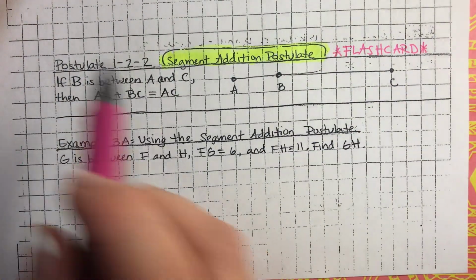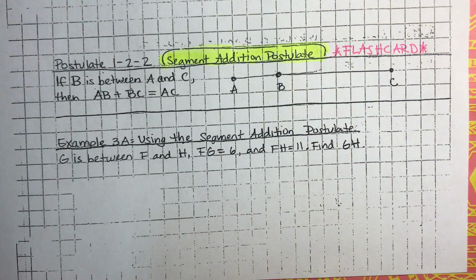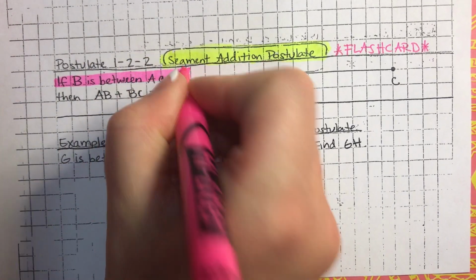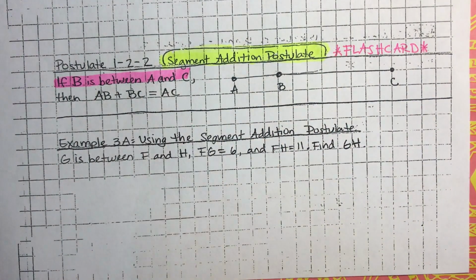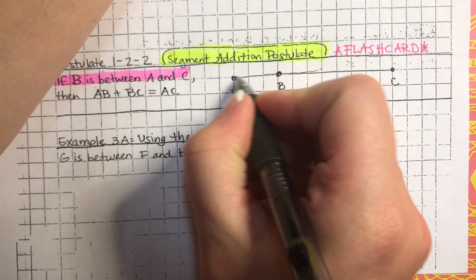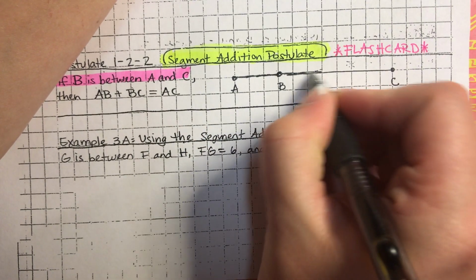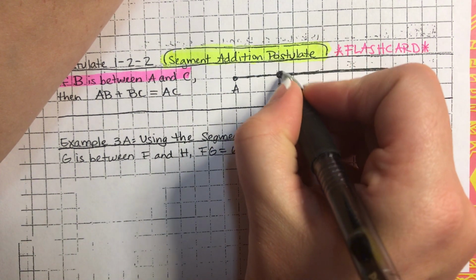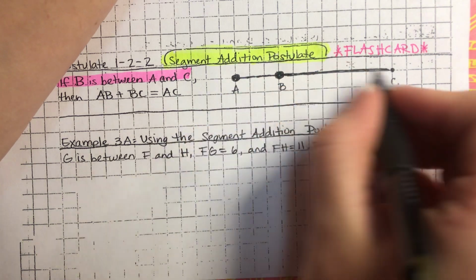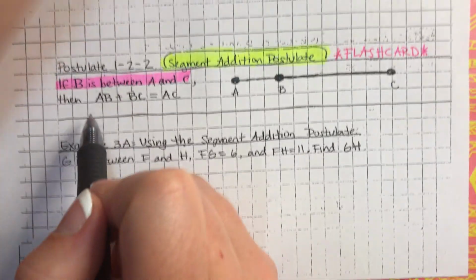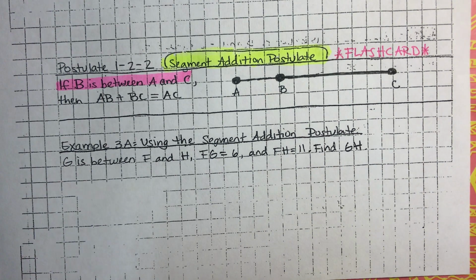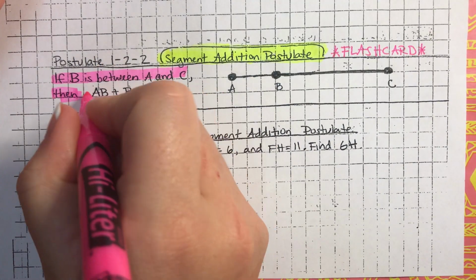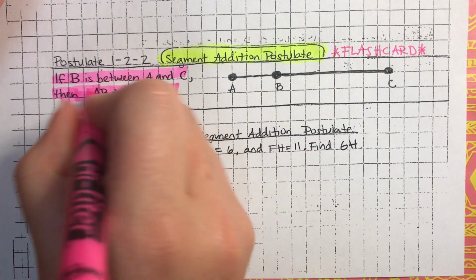Okay, so flashcard. What it says is that if B is between A and C, so here, B, oh man, that's a terrible looking line. I think it needs some help. Oh, yeah, I kind of see it. Okay, so right here, this is the line. So if point B is between point A and point C, then what we know is that AB plus BC equals AC.